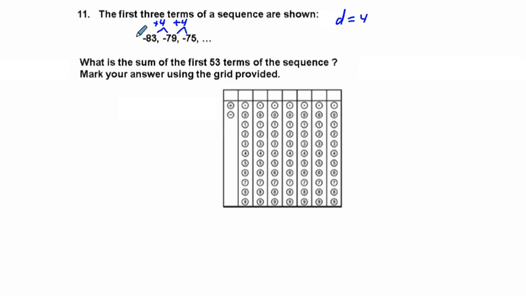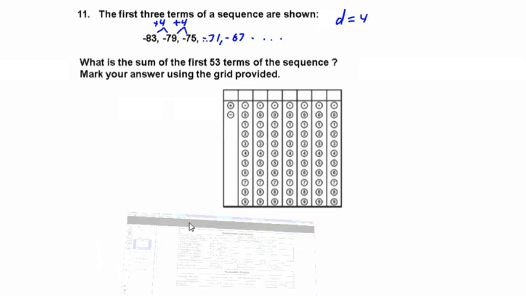So we have these first 3 terms. If we get another 50 terms, we would have 53. So if we add another 4, we would have negative 71. Add another 4, we would have negative 67, and so on. We could continue this pattern and add all those together. But really, there's a more efficient way to do this with our formulas. And I'll show you the formulas here.